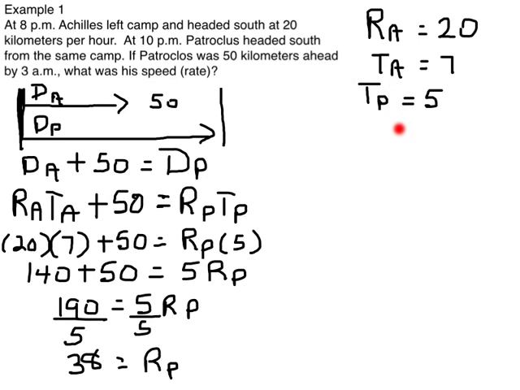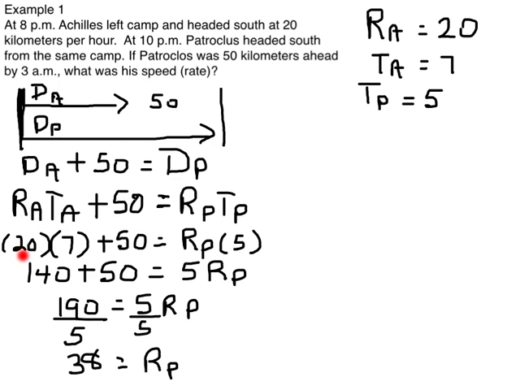What do we know? We know that the time of Achilles, because he left at 8 p.m. and we're going until 3 a.m., is a total of 7 hours. And Patroclus didn't leave until 10 p.m., so 2 hours later. So his would be 7 minus 2, which is 5. The only other thing that we know is that Achilles' rate is 20 kilometers per hour. So that's good. We know 3 things we can substitute in, and we can find the 4th thing, which is the rate of Patroclus.